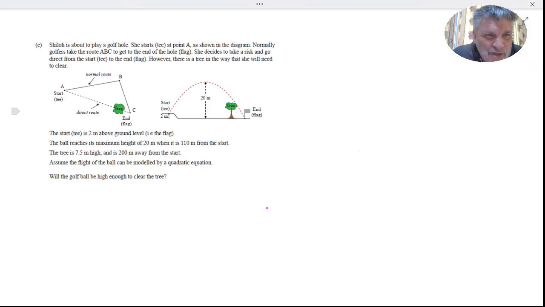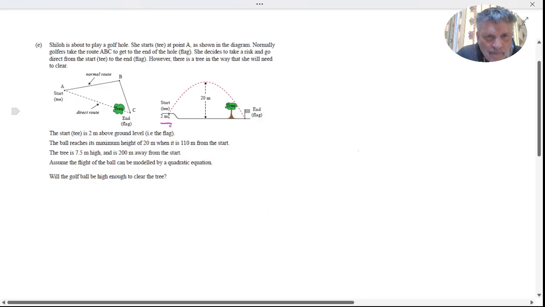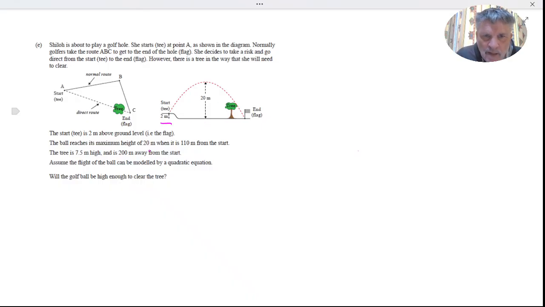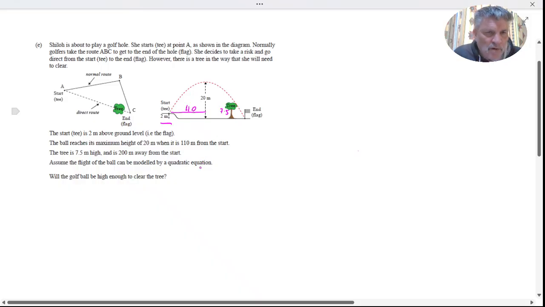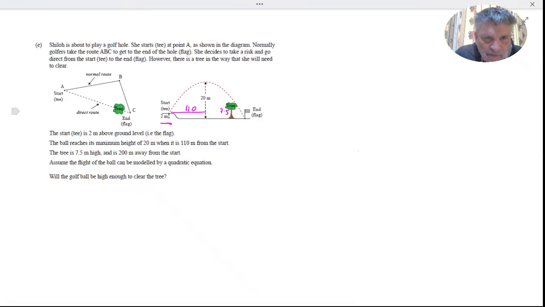However, there's a tree in the way that she will need to clear. So she decides to take a risk and go direct from the start tee to the end flag. The start tee is 2 meters above the ground. It's shown here. And the ball reaches its maximum height of 20 meters when it is 110 meters from the start. That's 20 meters above the flag, not the tee, and 110 meters from the start. So we've got 110 meters here. The tree is 7.5 meters high, and it's 200 meters from here.